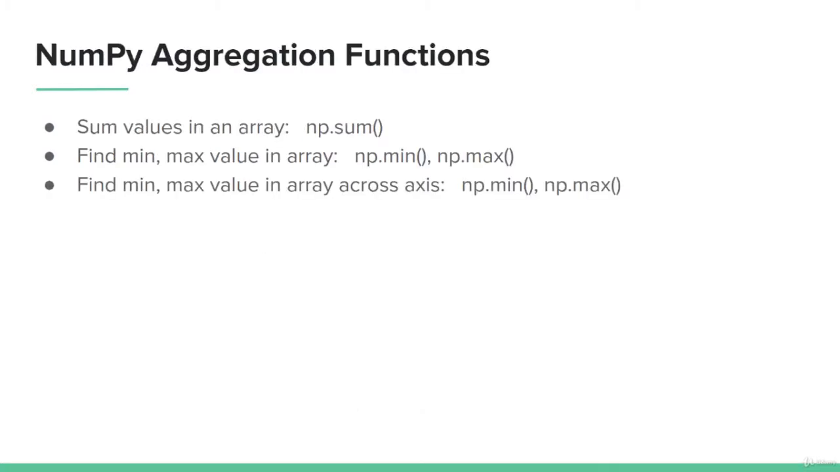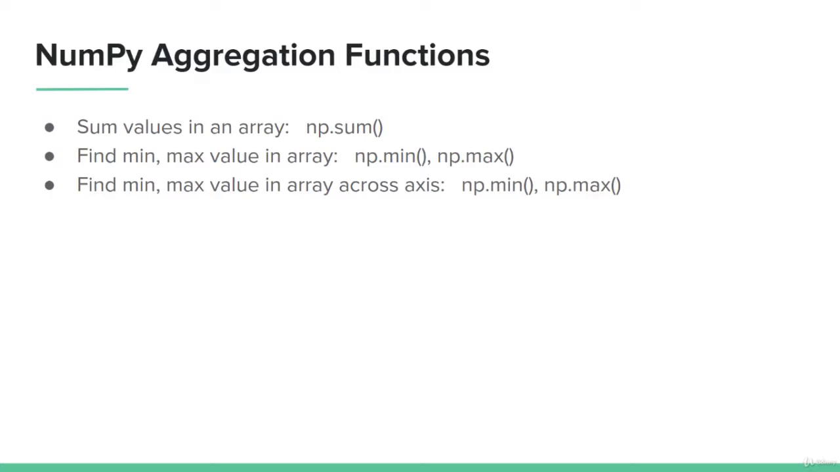So let's talk about NumPy aggregation functions. These functions enable us to perform certain computations on the array itself. Let's talk about some of them. The first one is np.sum. It sums all the values in an array. Quite simple. And there are min and max, which give us the maximum and minimum values in the array, which is also quite useful. And finding minimum and maximum values across axes.